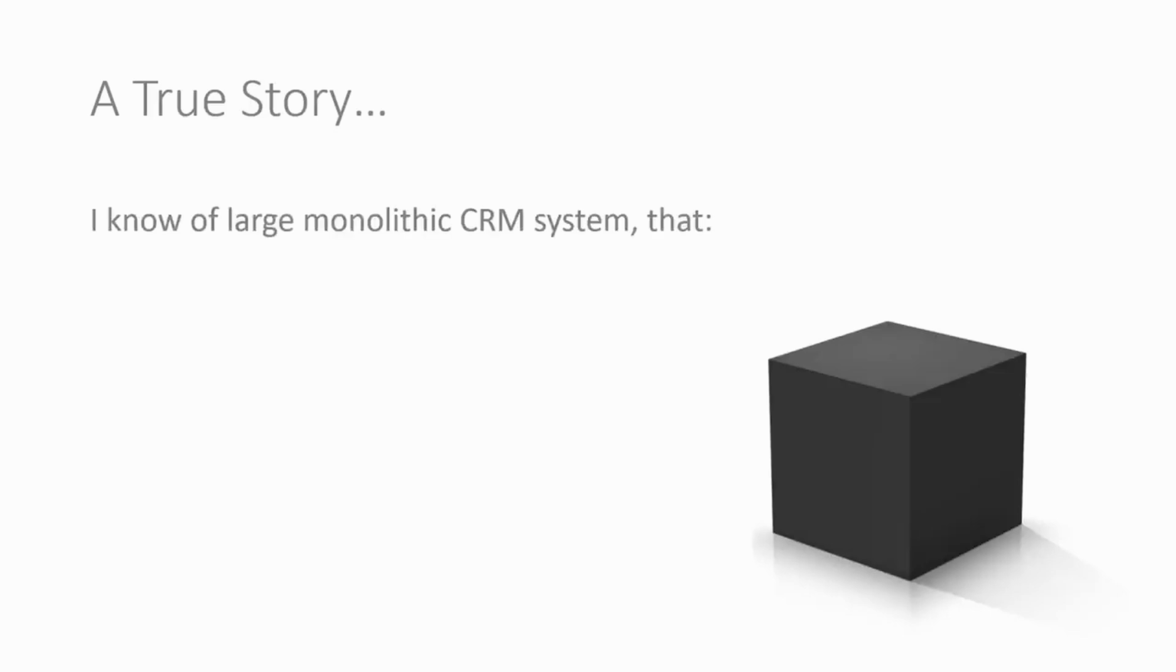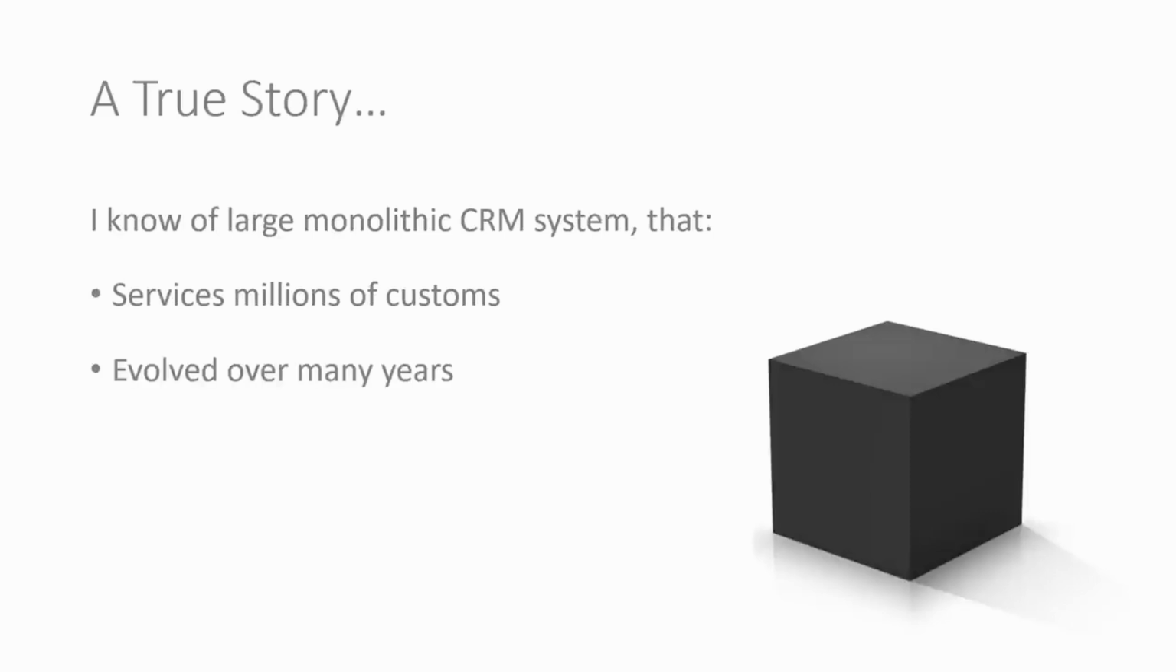But one thing is definitely, for sure: if you work in a large organization, there's a very, very strong chance that you have a system like this in your organization. So this is an example of something that I have come across on my travels. A large monolithic CRM system that services millions of customers. It's a really, really super important system. It evolved over many years, so it's not something that's been stood up within the last 6 months. It's been around for many, many years in an organization that itself is many, many years old.